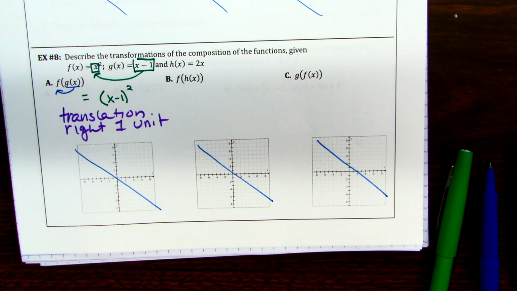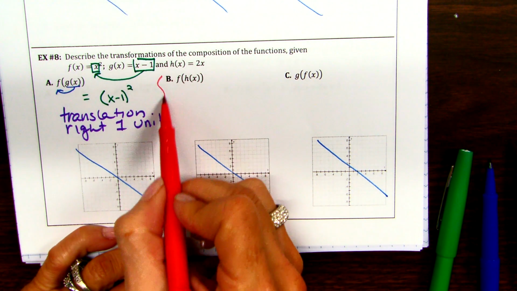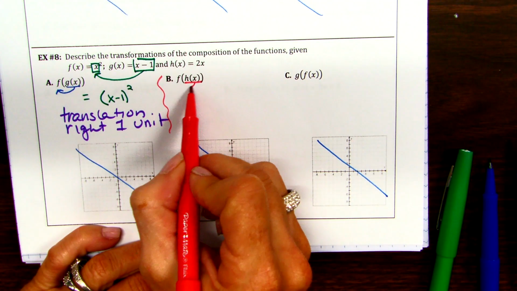Not vertical, horizontal. Left or right is horizontal. Yeah, but you could use the word horizontal. Okay, how about h of x into f of x?